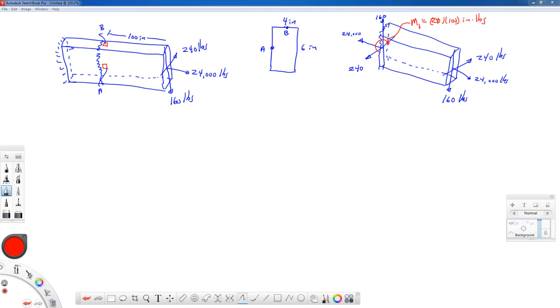And we have another moment from the 160 pound force. It puts the top in tension and the bottom in compression. So it's bending from the top down to the bottom. I'll call that M2, and that'll be 160 times 100 inch-pounds.